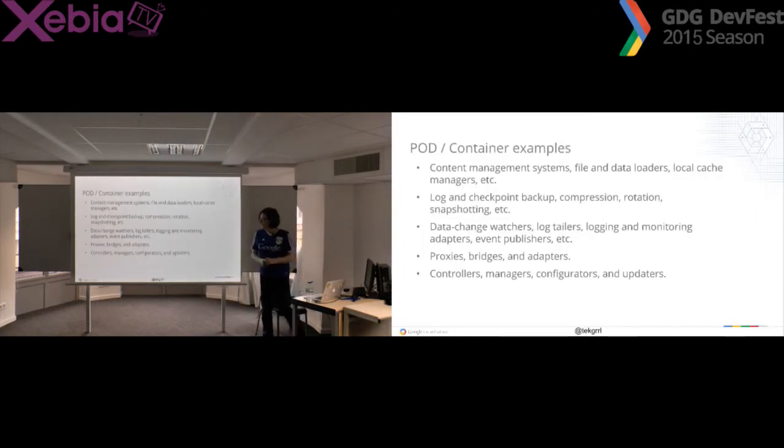Some more examples of this synergistic relationship. We looked at CMS systems which have file and data loaders, local caches and managers, etc. Those containers would be shared within a pod. Logging and checkpointing, backups, compression, rotation, snapshotting, all things that run as individual tasks as different containers, but would run together. Data change watchers, log tailers, logging and monitoring, all of these things together as individual containers within a pod. Things like proxies, bridges and adapters, controllers, managers, configurators, updaters. Anything that has that kind of relationship.